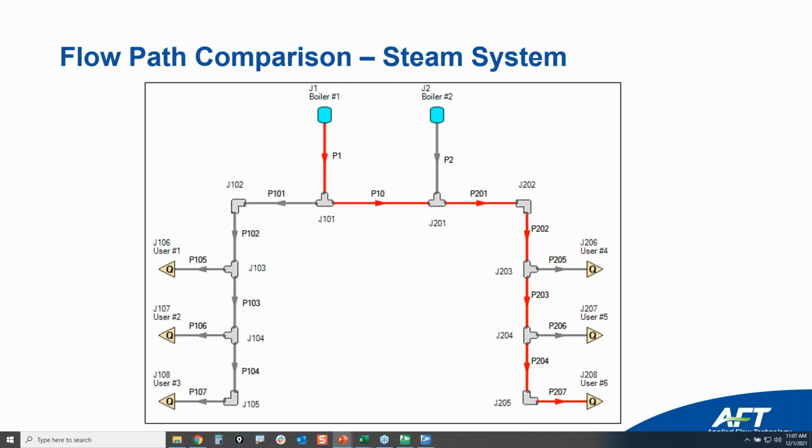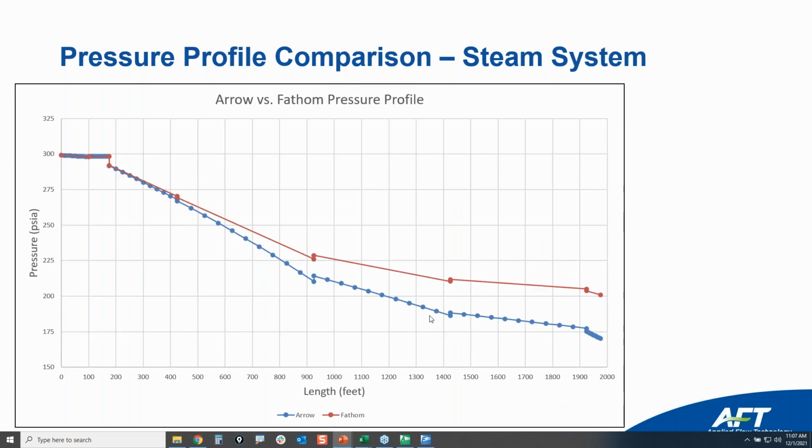If I did a flow path comparison of results, this is what I'm looking at from the boiler number 1 all the way to user number 6. And again, you'd also want to do a flow path for all of the other legs if you were doing a full-on analysis. Here's my pressure profile.